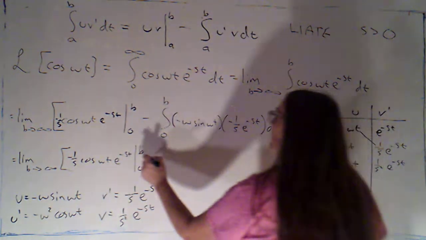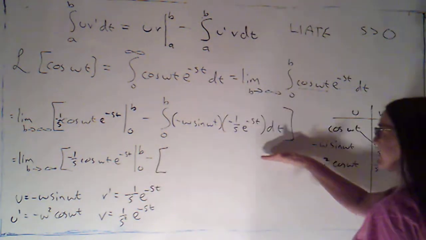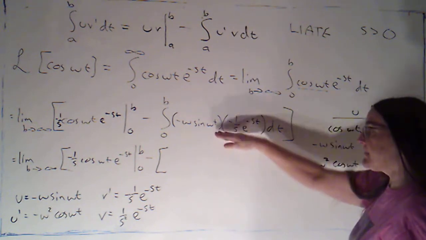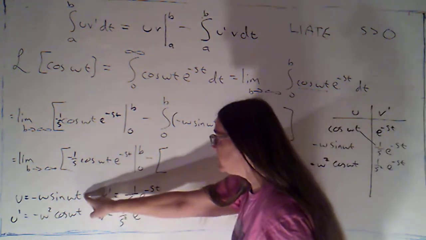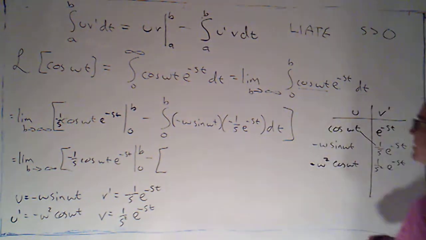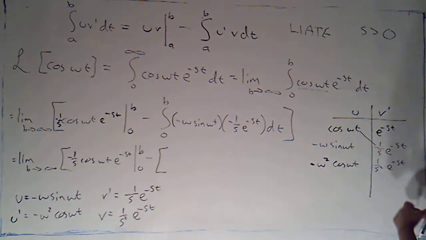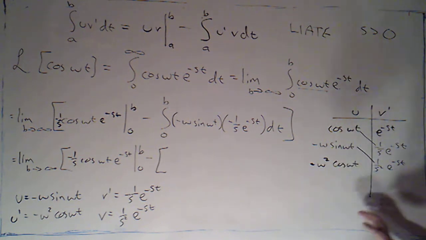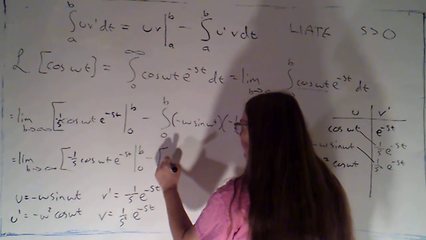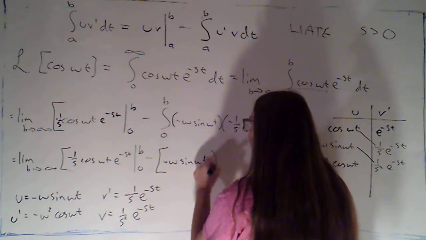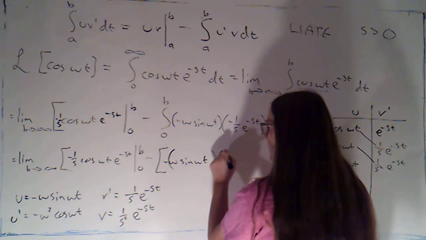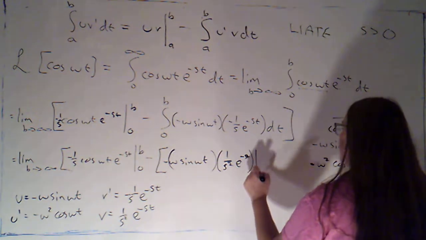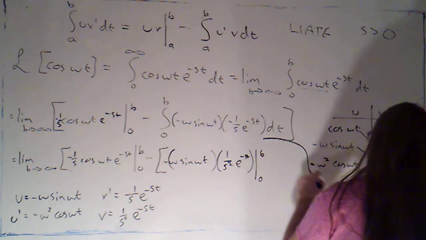Okay. Minus, now I'm going to have a new set of brackets here because I've got to use integration by parts again. So what I'm going to get is my new u times v. Notice that's this function times this function. So that's this diagonal product from my table. So I'm going to be getting negative omega sine omega t times 1 over s squared e to the negative st, and that's evaluated between 0 and b.